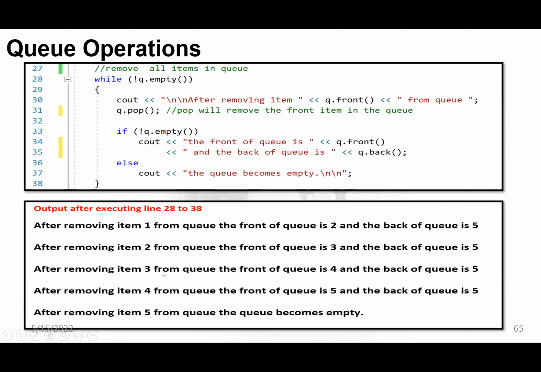Then you just continue because your queue is not empty yet. The next removal will be item 3 because it's in the front, and then the front will become 4 after you remove 3, and the back of the queue is 5. After that, you loop again, then you remove 4, and the front now becomes 5, and the back also 5, which means you only have 1 item left in your queue when your front and back are the same value, right? So when you remove the last item from your queue, this 5, it will print that the queue now becomes empty, and this while loop will be terminated.